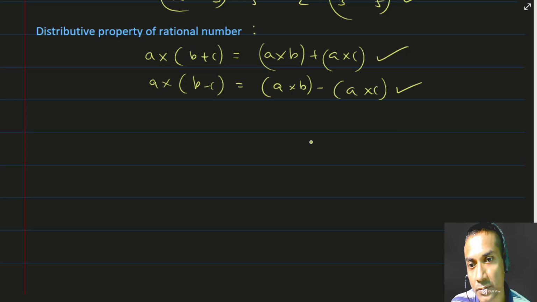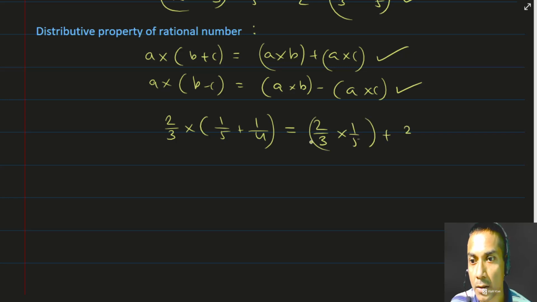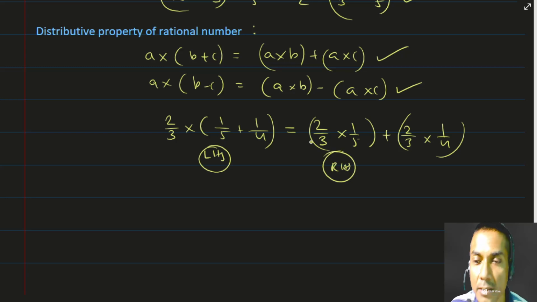For example, if I consider any rational number, for example 2 by 3 into (1 by 5 plus 1 by 4), and if you do the calculation separately, 2 by 3 into 1 by 5 plus 2 by 3 into 1 by 4, on both LHS and RHS, we get the same value, same result. Clear?